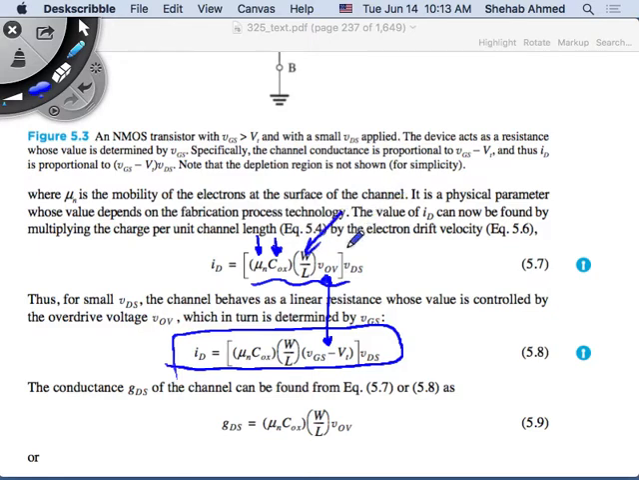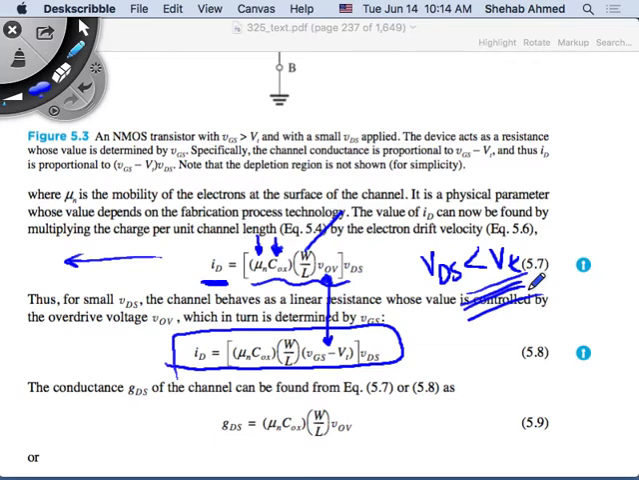What is that equation working out? All the equations we're going to look at are for the drain current, the current that's flowing. For the linear region, this equation is for VDS less than VT.